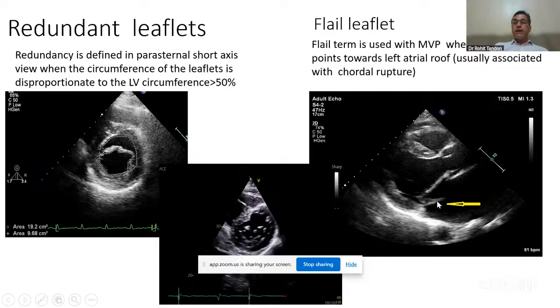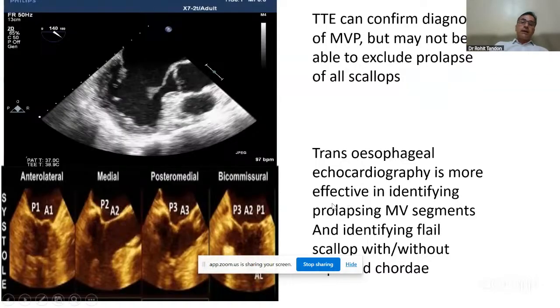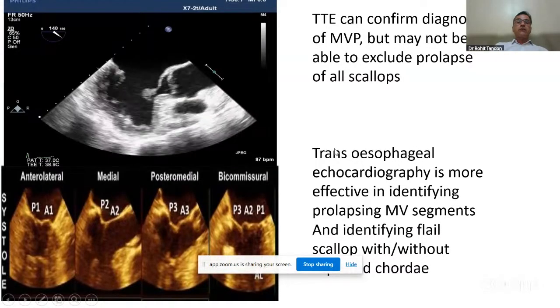Then we have a flail segment, as shown earlier, when the mitral valve leaflet tip is prolapsing so much that it is actually pointing towards the left atrial roof. This is severe MR. Then moving on to transesophageal echo.